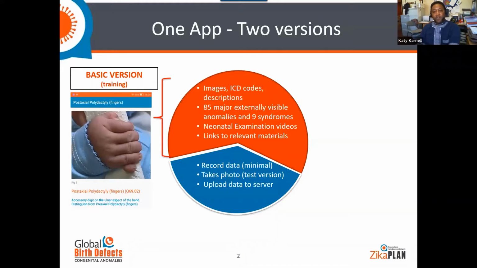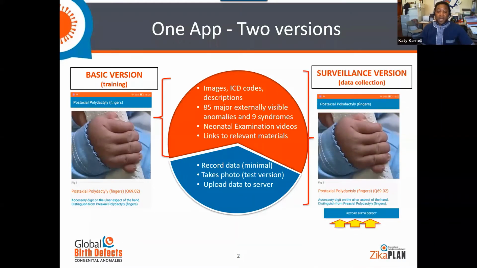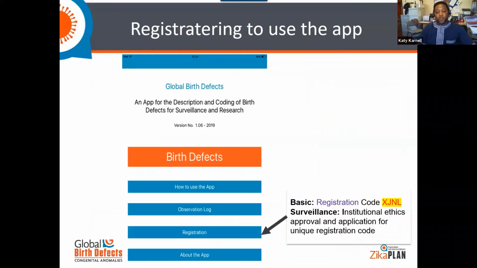Meanwhile, the surveillance version has the components of the basic version, but additionally it has the option to record data. This is what is not available for use now, and so we want to showcase that today. And I'd like to mention that for those of you who have already downloaded and registered for the basic version, you've done that using the registration code XJNL. But for the surveillance version, you don't yet have it.